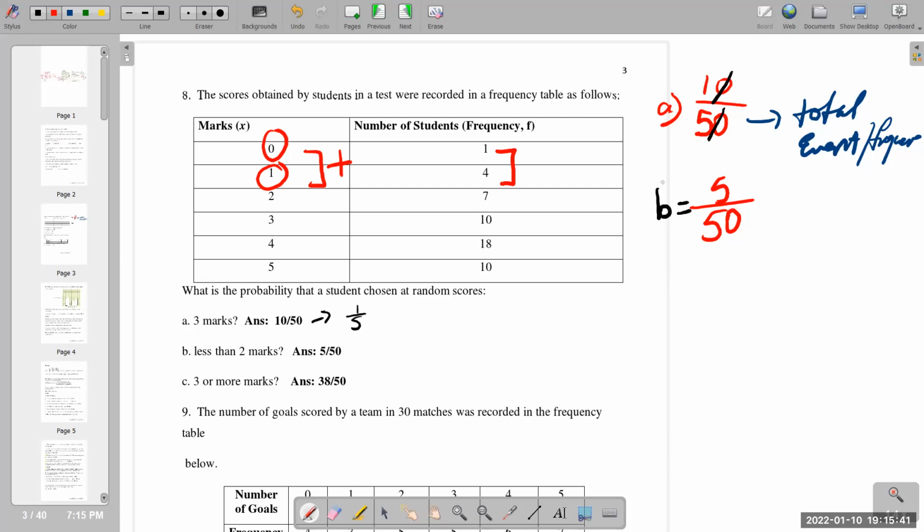And you know, for me, may want 5 over 50. So this is going to become what? 1 over 10. So this would be the same thing as 1 over 10. All right, next one.